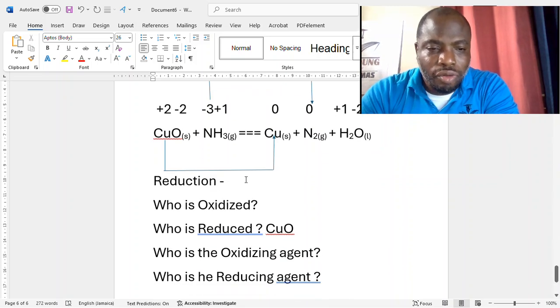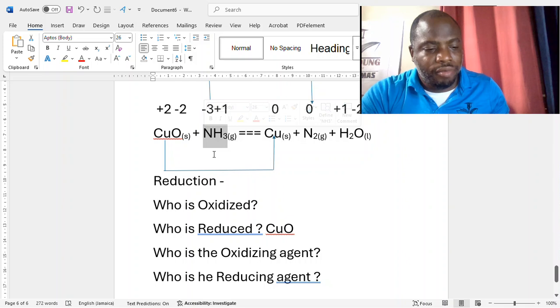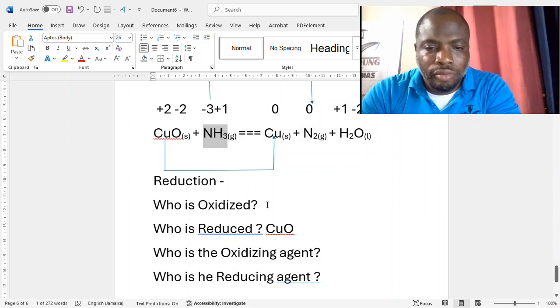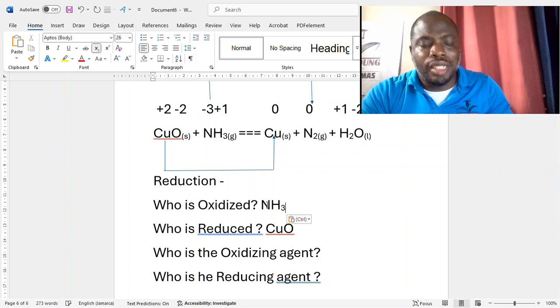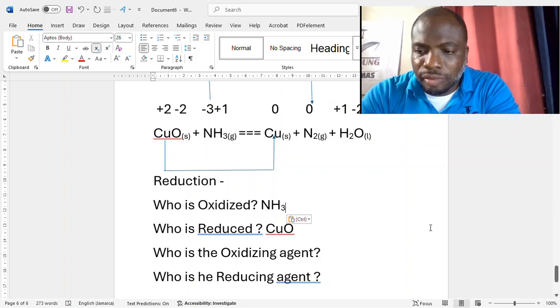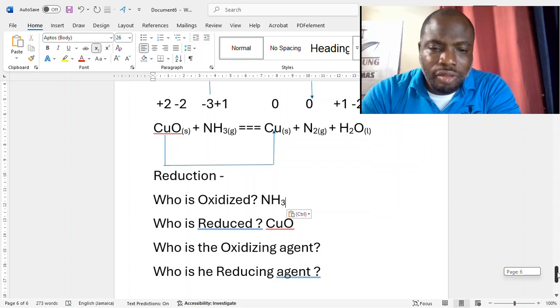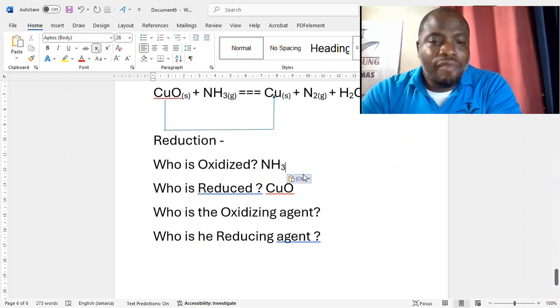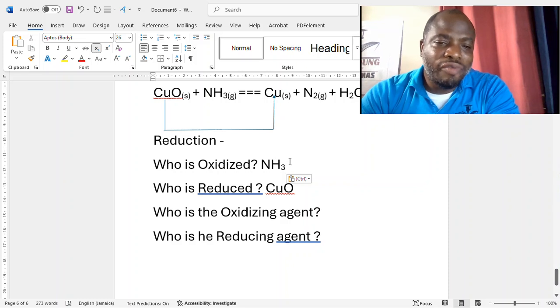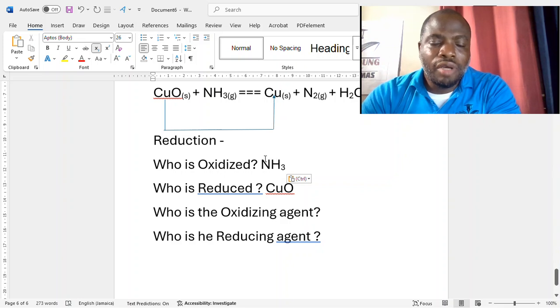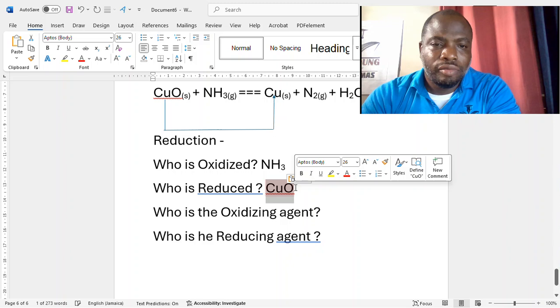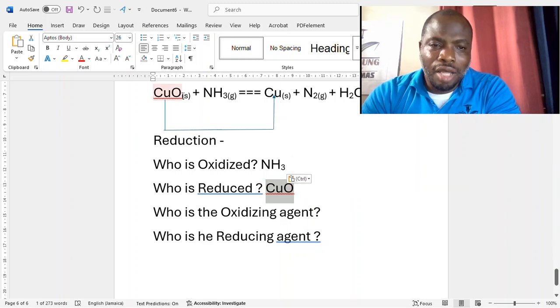So we know that the ammonia is being oxidized. And so, straightforward: if I'm being oxidized, who caused me to be oxidized? Which compound caused my nitrogen to lose electrons? The hydrogen? No. So the other compound, the copper compound.